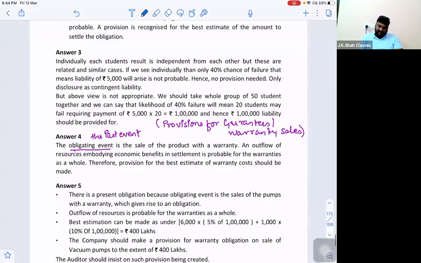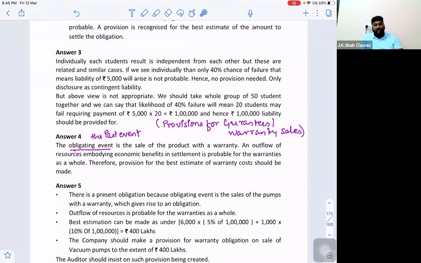Now what answer is provided? Individually, each student's result is independent of the others, but these are related and similar cases. If we see individually, then there is only a 40% chance of failure. That means a liability of 5,000 arising is not probable, it is only possible. Hence, no provision is needed. Only disclosure as a contingent liability is correct. But the above view is not appropriate.